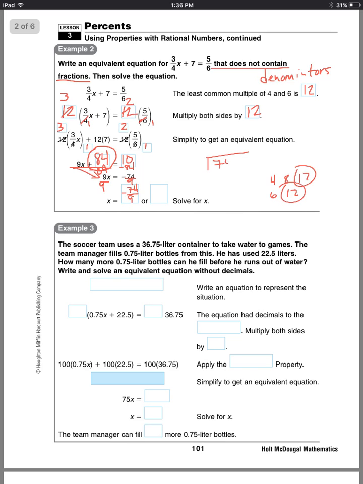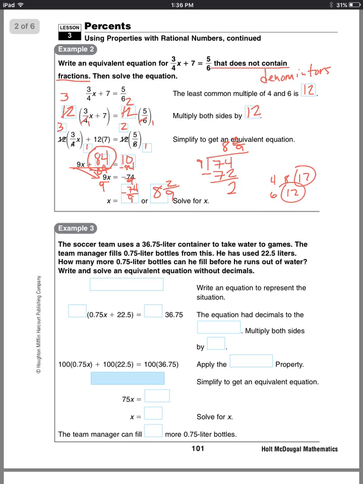We put 74 underneath and 9 outside, and we get 8. 8 times 9 is 72. Subtract. The remainder is your numerator over your outside number. So we get 8 and 2 ninths.